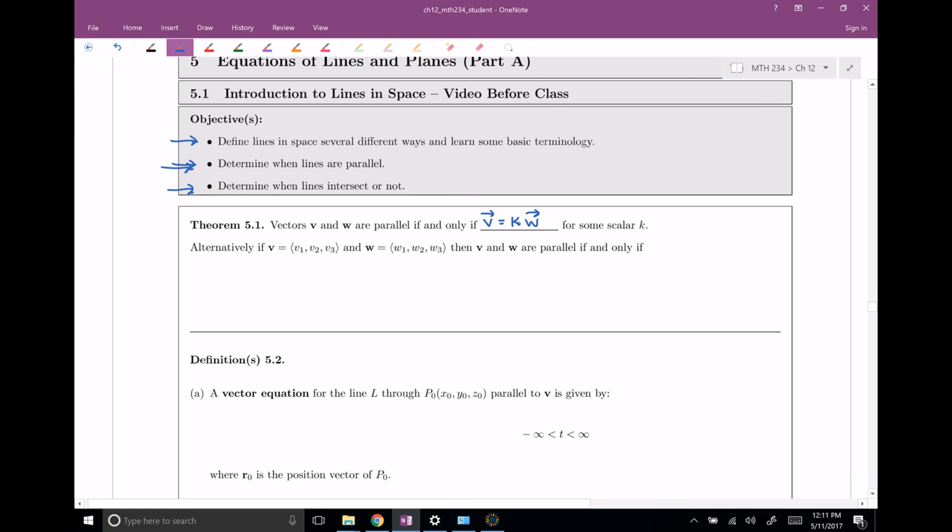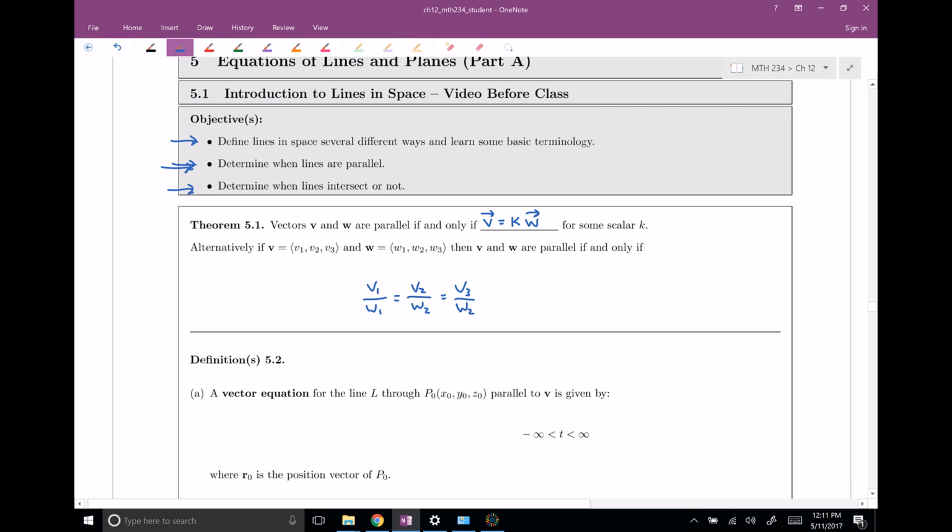So if V is a scalar multiple of W, then yeah, they're going to be parallel, right? They're heading in the same direction. It's just they're off by a scalar. So this is a much faster way to tell if vectors are parallel or not. Alternatively, using the same idea, if we break it down into their components and look at the scalar times each component, if I solve for k, we're going to get V1 over W1 is equal to V2 over W2 is equal to V3 over W3. So they're parallel if and only if the ratios of their components are equal to each other.